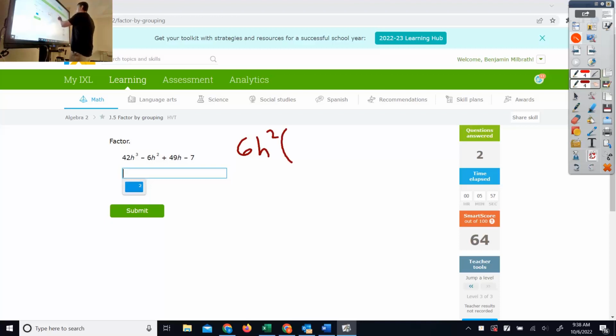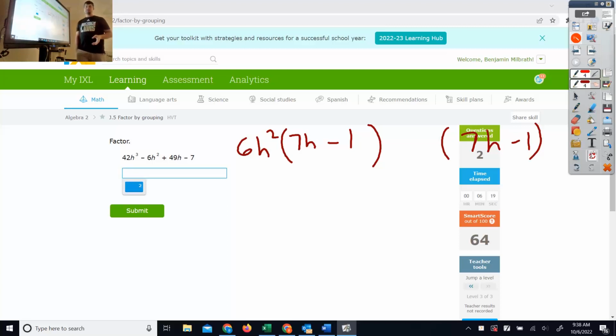If I pull 6 from 42, there's 7. I factor h squared out of h cubed, there's an h left over. And if I pull a 6h squared from a negative 6h squared, if I factor it out, the leftover factor is 1. And again, those things repeat, so the next set's going to have 7h minus 1.